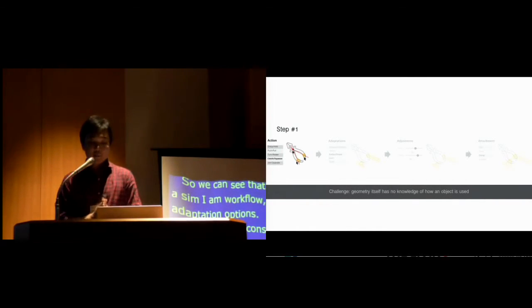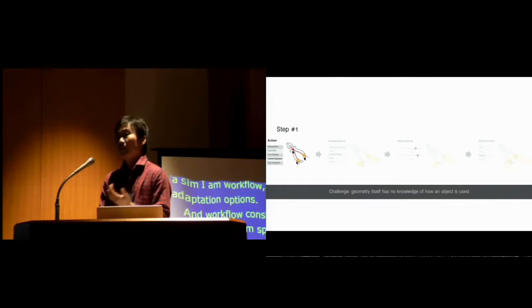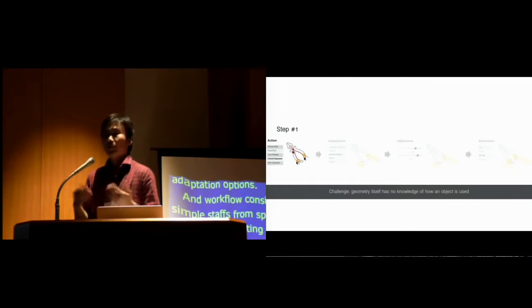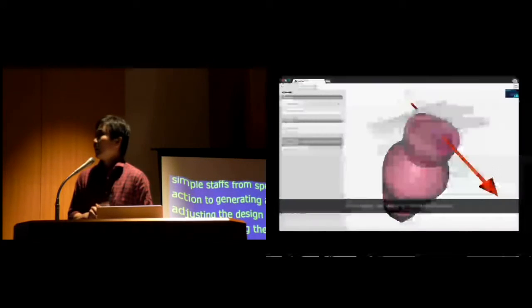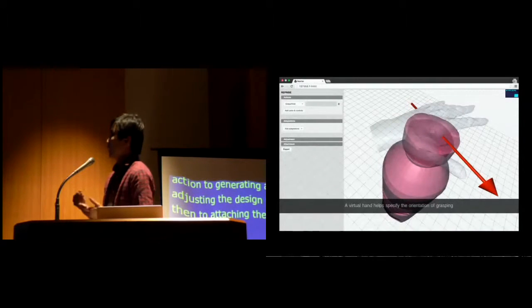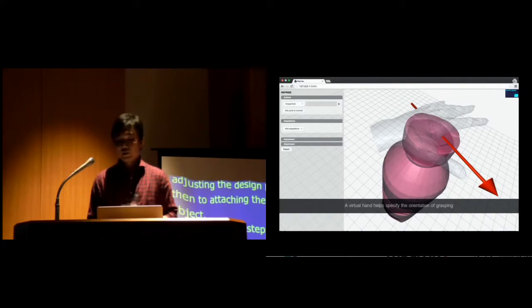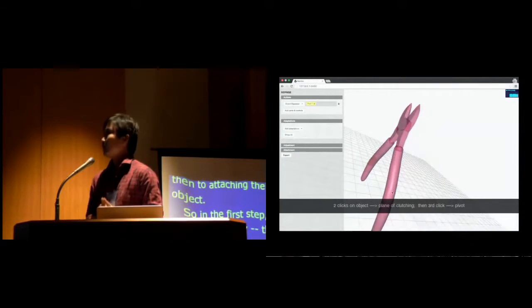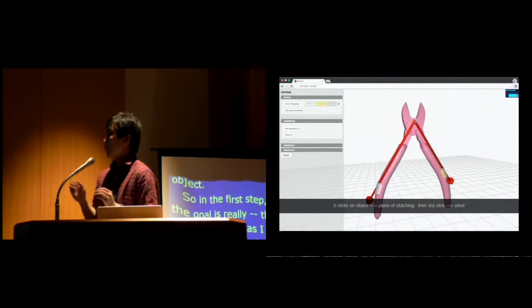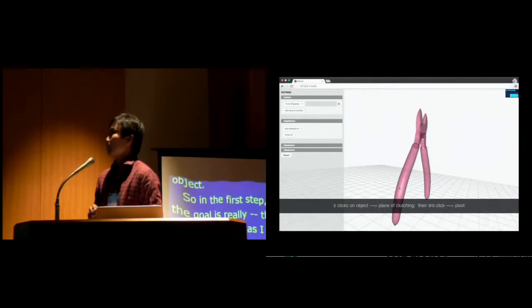So in the first step, specifying actions, the challenge is really that geometry itself, as I said earlier, doesn't really have knowledge of how this object is used. So to support this step, the tool provides, for example, a virtual hand that helps specify the orientation of grasping an object. And to specify clutching, the user simply clicks 2 points that define a plane of clutching, and then another click defines the pivot.